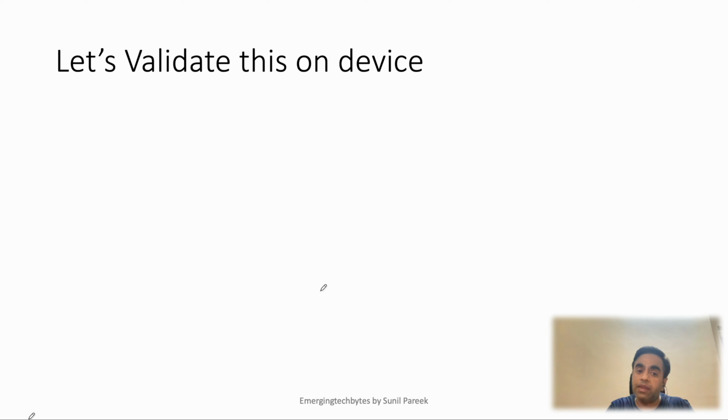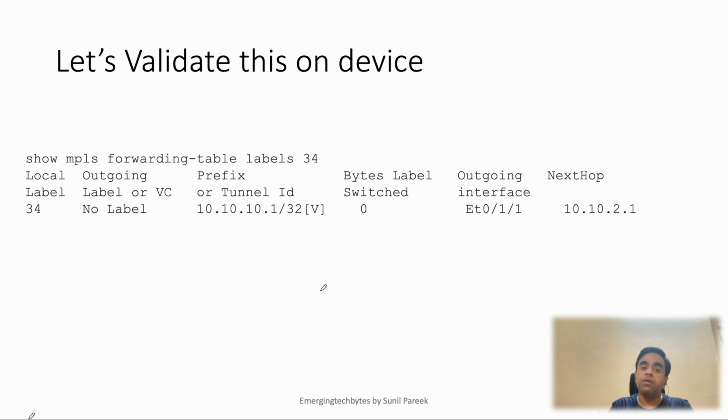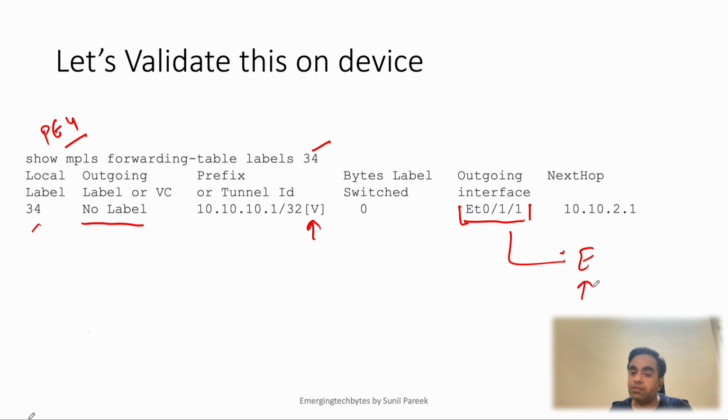So let's just look at the entry for PE4 also. This is the command that is executed on PE4. If I look at the label forwarding for 34, outgoing is no label, because this is the egress PE. After that, it is the customer network, and this is a VPN label. PE4 will simply forward it via this interface, which is connected to E, which is your customer end device. So that is how you deliver the packet from A to E.